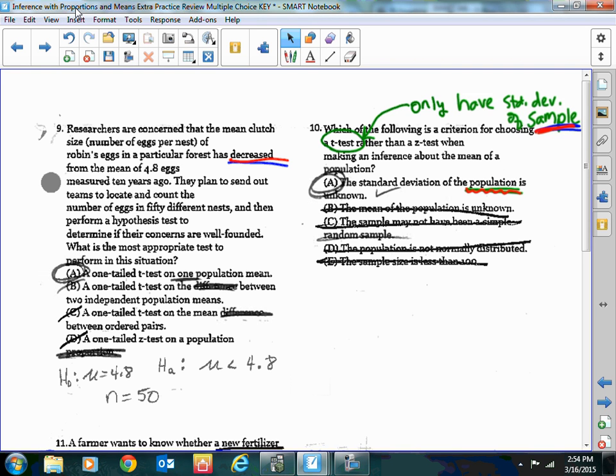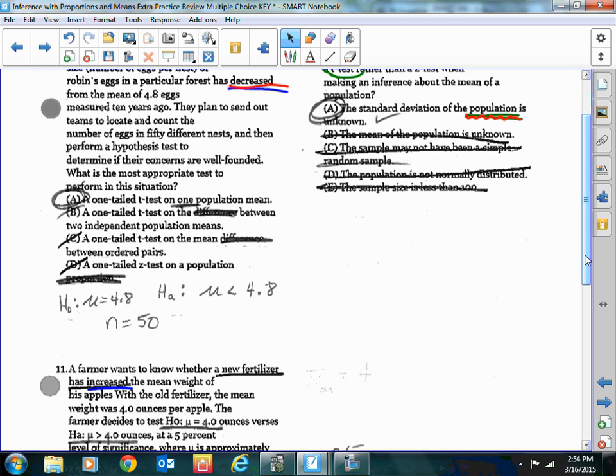Let's go ahead and finish up this multiple choice stuff with number 9 through 12, or 9 through 13, I think. Okay, so for number 9, it's pretty straightforward that you are interested in just doing a one-tailed t-test. It is wanting to know if it had decreased.